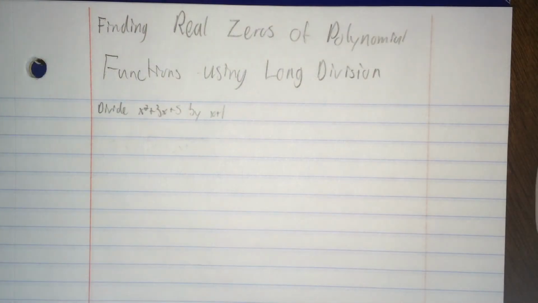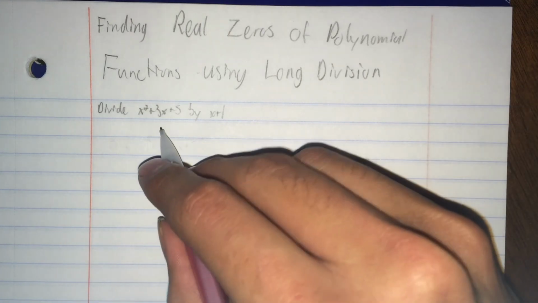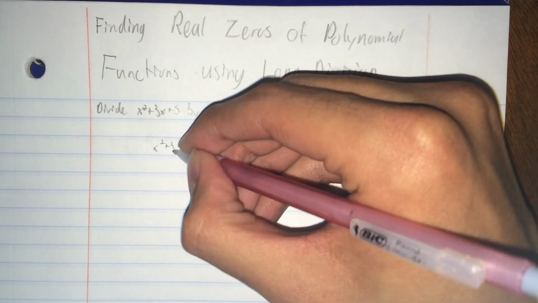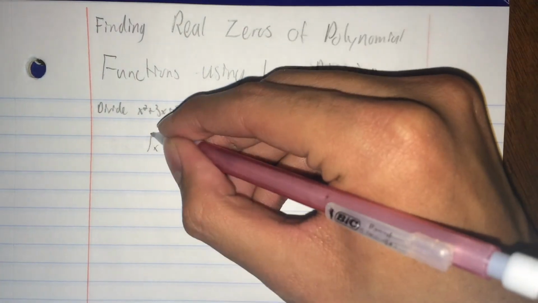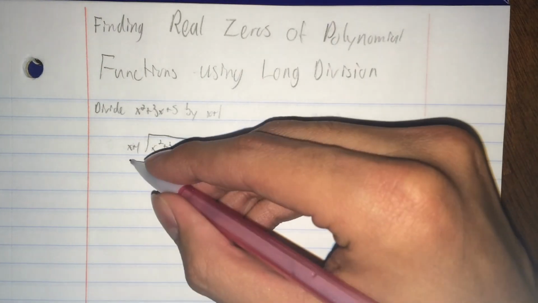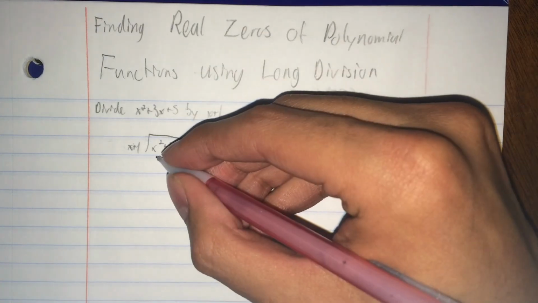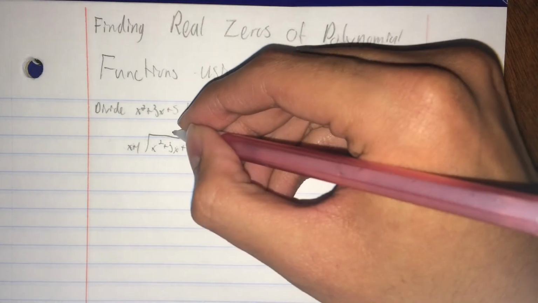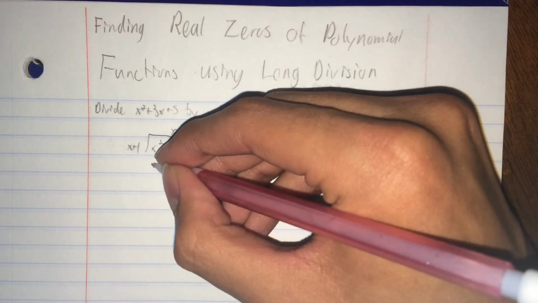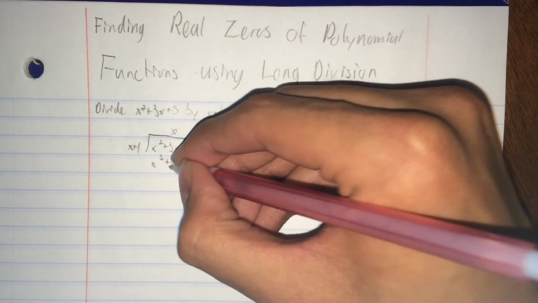So we are going to find real zeros of polynomial functions using long division. Let's start by dividing x squared plus 3x plus 5 by x plus 1. Right, so we have to find a number that multiplies to x and equals x squared, which is x. So now you multiply this x by x plus 1. So it's x squared plus x.